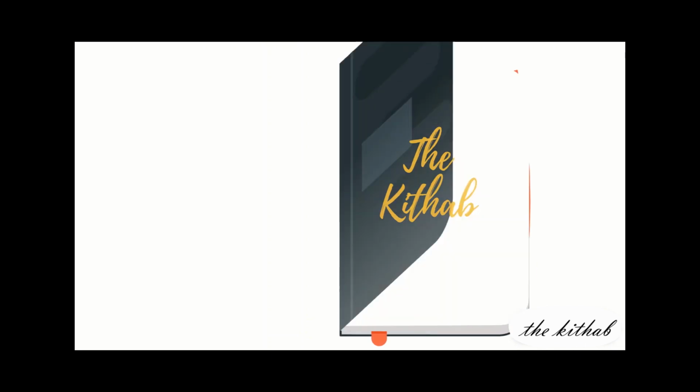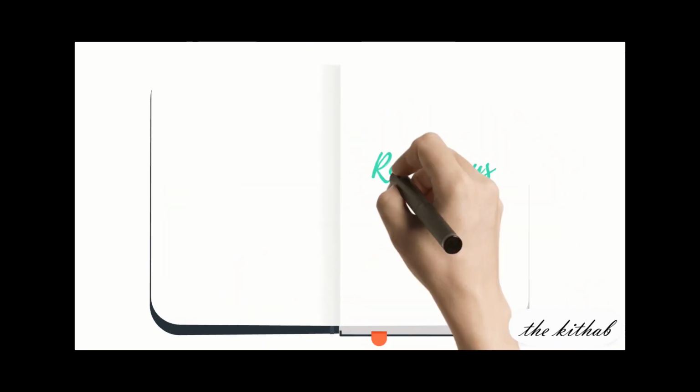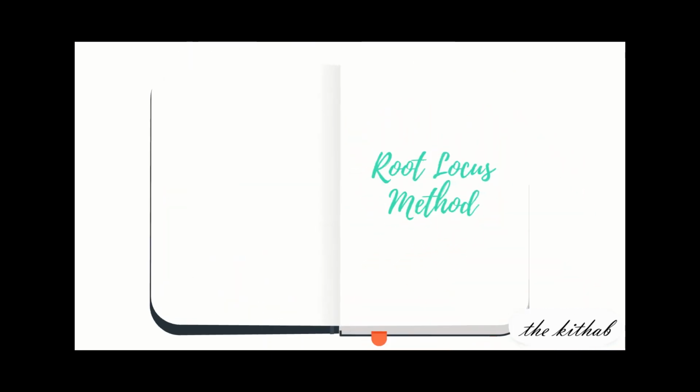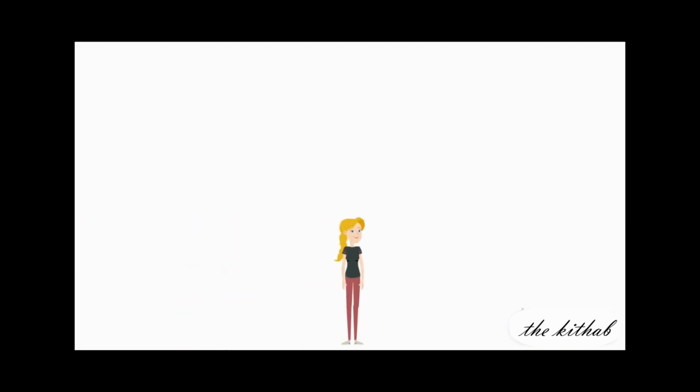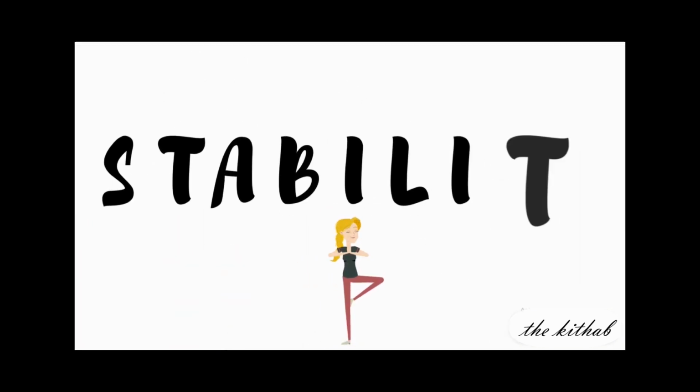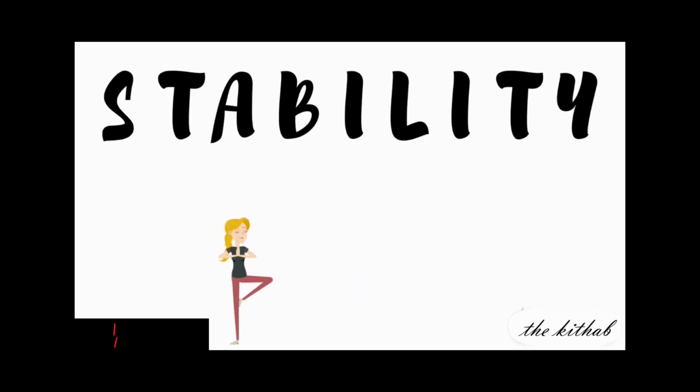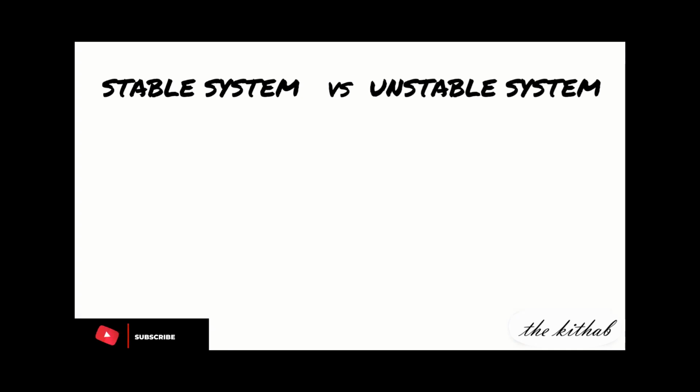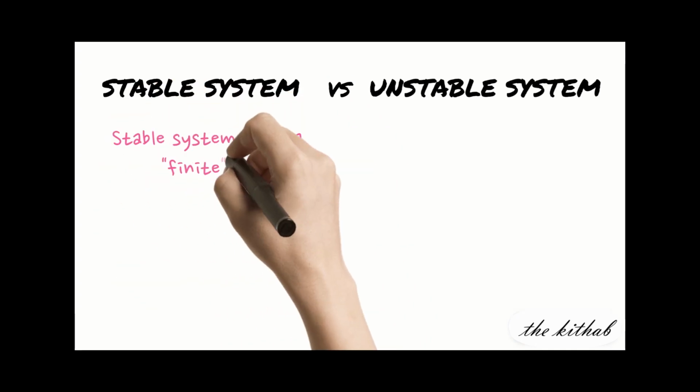This chapter of the Kitab will discuss the Root Locus approach. But before that, we need to discuss stability. When designing any control system, stability is the most important criterion to be met. Stable systems give a finite or a predictable output.